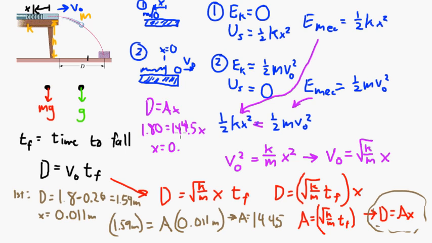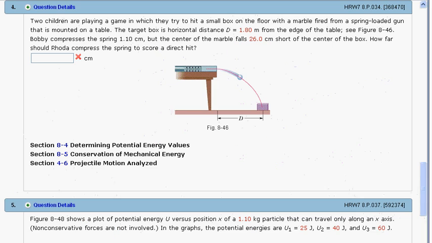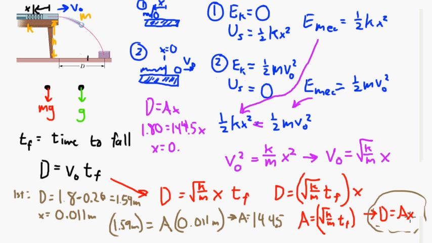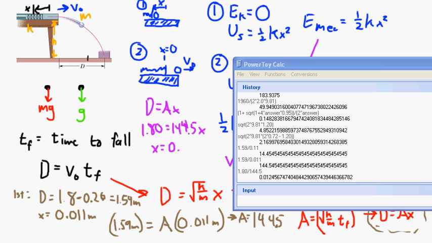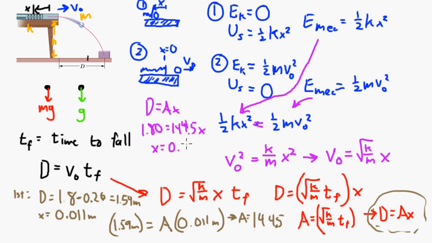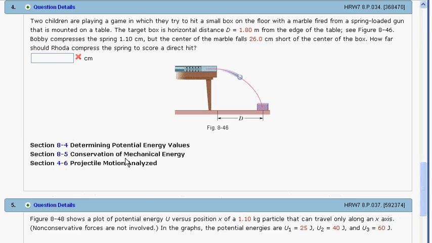Wait a minute. I think it was 1.10 centimeters, and so 0.01246 meters. But they want it in centimeters, so 1.246 centimeters. So let's hope. No, I got it wrong. Okay, what did I get wrong? So let's see.